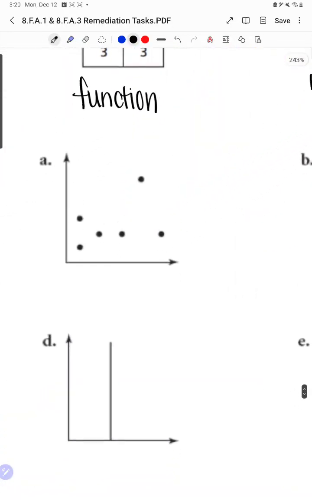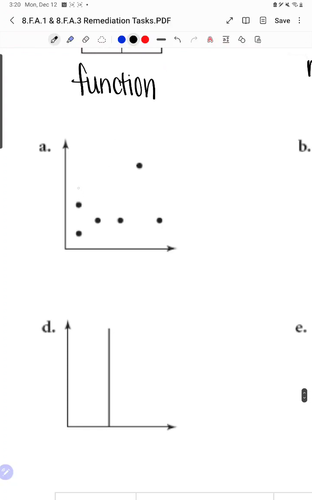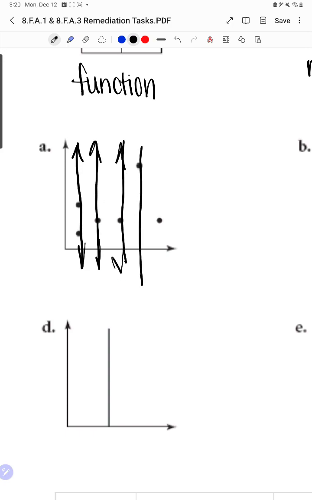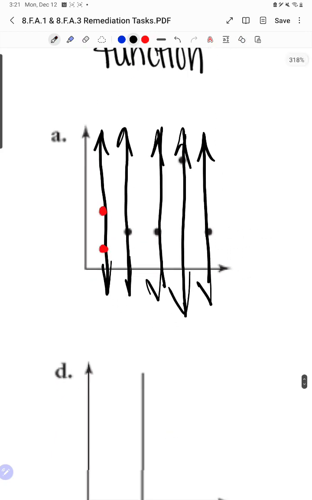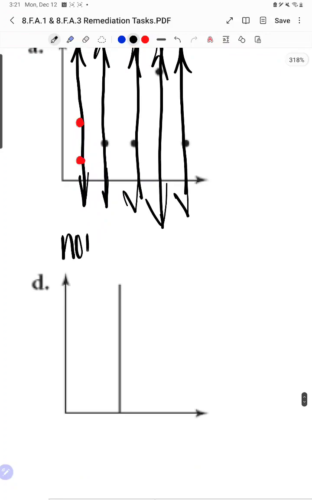All right, let's take a look at this one right here. So we're going to do our vertical line test. I'm going to draw it through the points this time so that I can see it. All right, so right off the bat, I notice that this vertical line passes through here and here. So since this vertical line passes through 2 points on this graph, this is not a function.